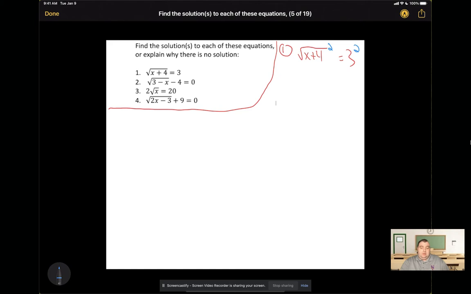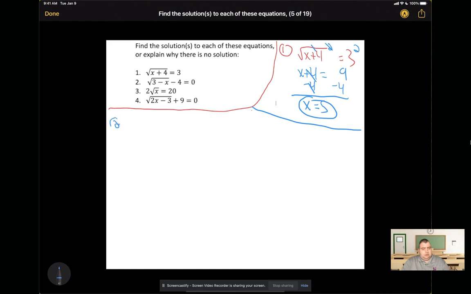Again, why do I square both sides? Because essentially squaring and square root cancel each other out, because they're opposites of each other. So this gives me x plus 4 equals 3 squared, which is 9. If I subtract 4 from both sides, I end up with 9 minus 4, which is 5. So number one, the solution is x equals 5.